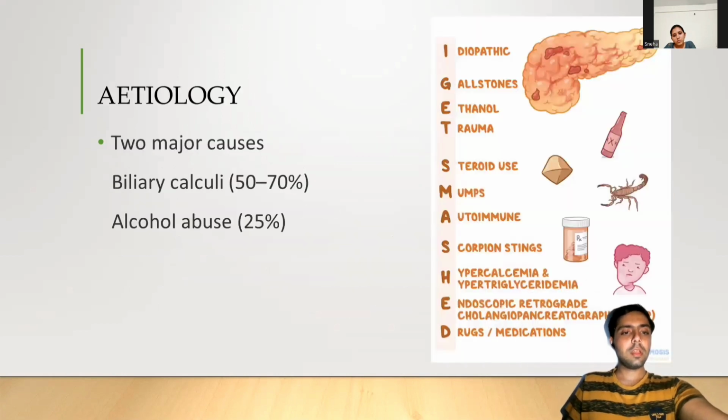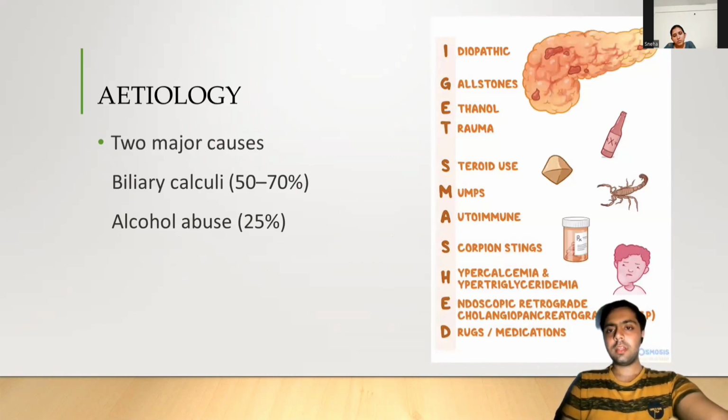So then, what is the etiology? There is a mnemonic, I GET SMASHED. Most common we have the gallstones, then we have alcohol abuse, that is ethanol and all. Then we have trauma, idiopathic is also there. Steroids, mumps, autoimmune, scorpion bites. We have hypercalcemia and hypertriglyceridemia. Then ERCP, which is an iatrogenic cause. We have drugs and medication, as I said already, that is furosemide, metronidazole, NSAIDs, which will cause it. So the most common is biliary calculi, that is 50 to 75%.